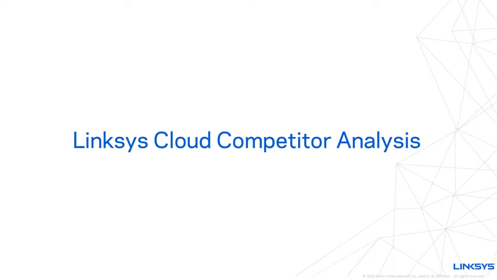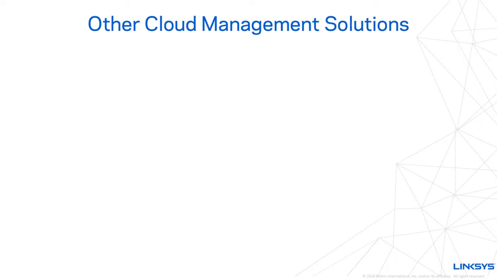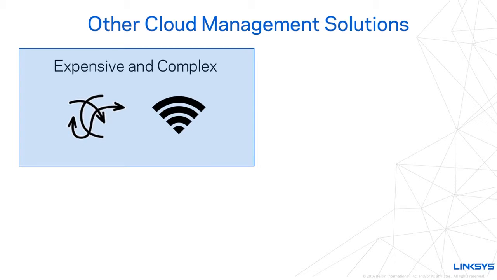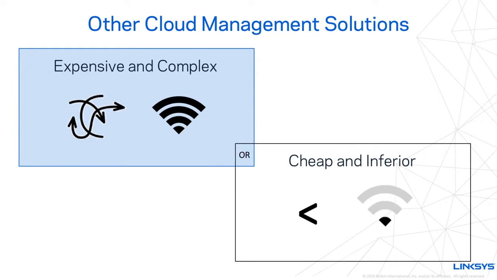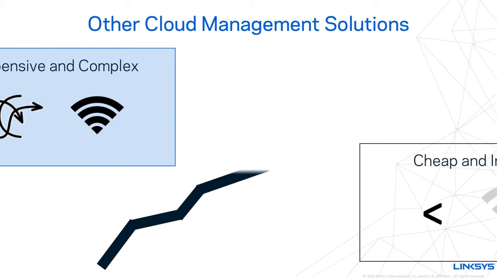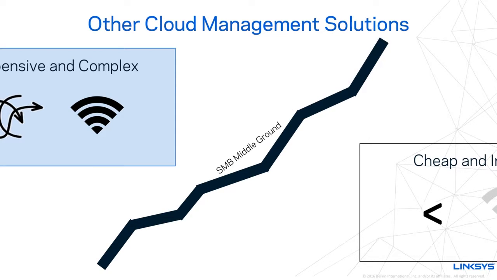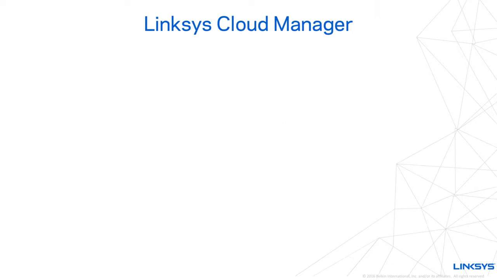So now that you know what we offer, where do we stand compared to our competitors? When looking at the scope of the current cloud-managed access point offerings, there seems to be a significant divide between those that offer high-end solutions but at steep costs, and those that are more affordable but offer limited features or cheaply made products. Because of these two polar opposites, there's an SMB middle ground that is not being reached. This is where Linksys Cloud Manager comes in.